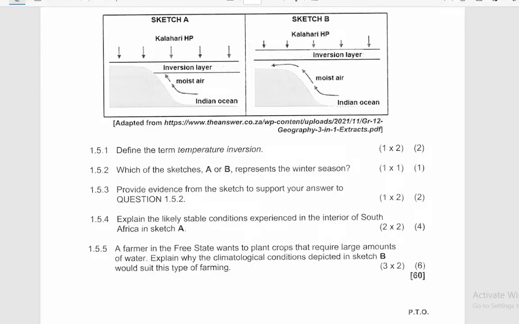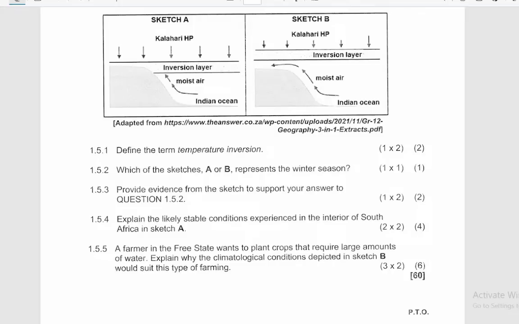Which sketch, A or B, represents the winter season? Winter season, we've talked about that. This sketch here is winter, when the inversion layer is lower and is blocking the incoming air. Provide evidence from the sketch to support your answer.